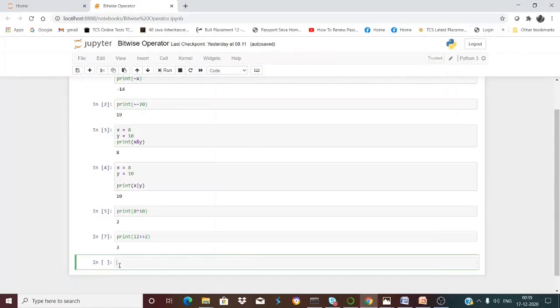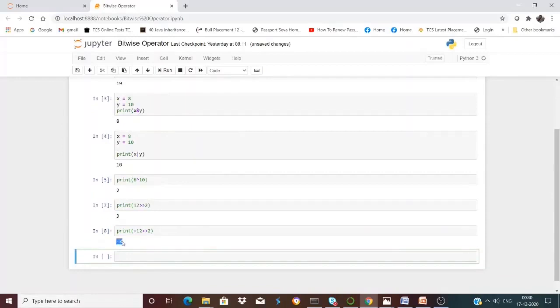Similarly, if we apply the right shift operator on -12, and we again keep the value of the right hand side operand as 2, if we run the cell, we will get -3.